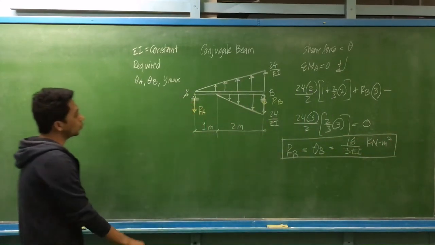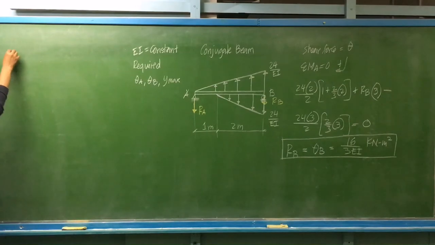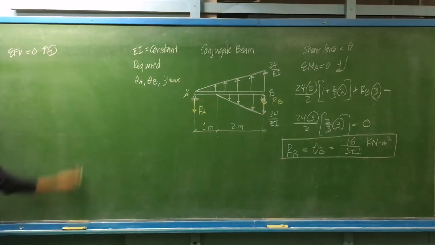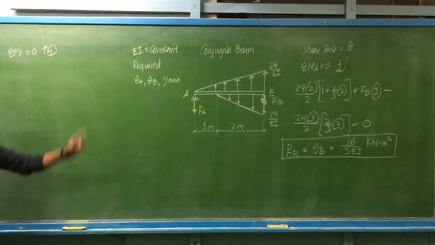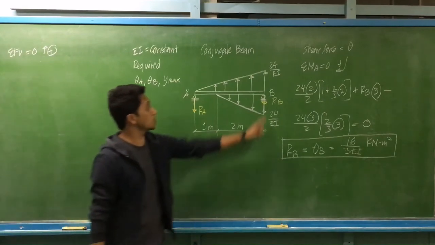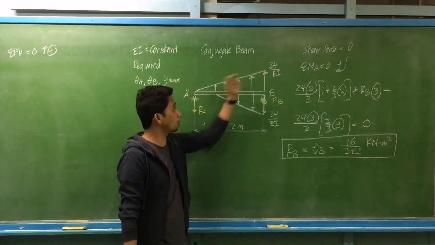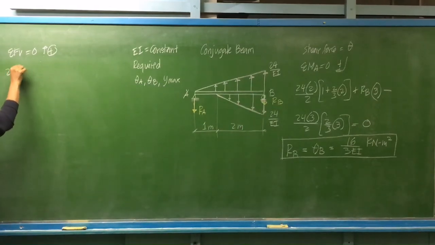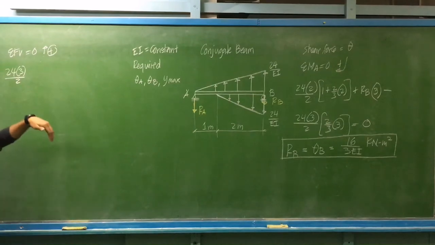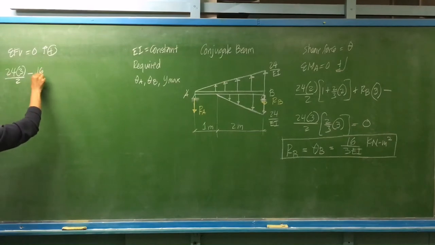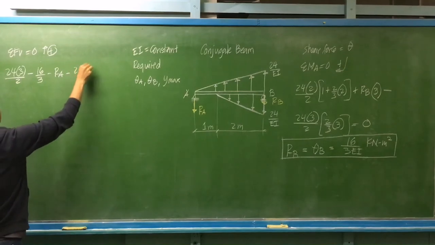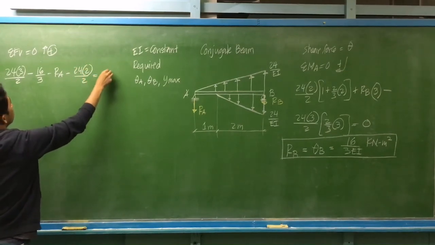Okay? So how to compute for the rotation at A? We can have it by summation of forces vertical equal to 0, upward forces to be positive. So upward, ano yung upward natin? That is the magnitude of this positive area moment a while ago, pero i-assume natin siya na load. That is 24 times 3, this is divided by 2, and I think everything is downward. Minus, what is RB? That is, we have 16 over 3. Minus the reaction at A, minus we have 24 times 2 divided by 2 equal to 0.